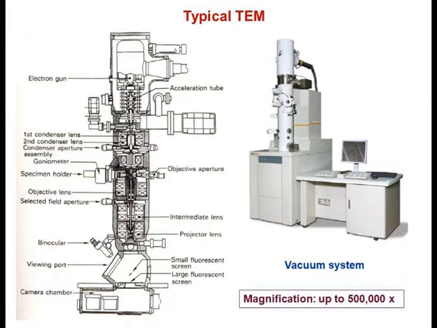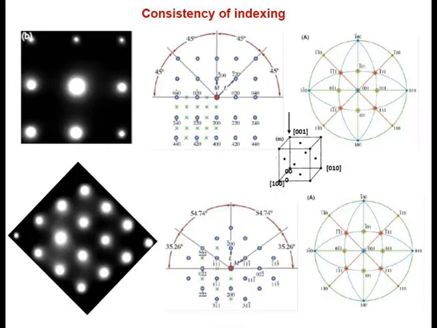Then this is where the sample is introduced, and we have some intermediate lenses and 3 projector lenses, with which it is seen on a fluorescent screen, where we can get the image or diffraction pattern. We can go up to a magnification of 500,000 to 1,000,000 in modern microscopes.